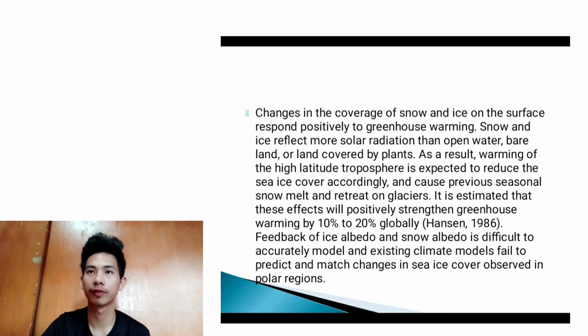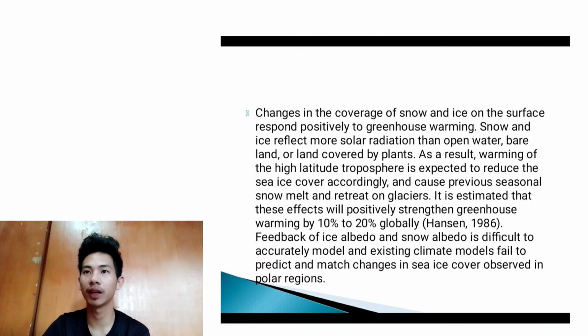Change in the coverage of snow and ice on the surface respond positively to greenhouse warming. Snow and ice reflect more solar radiation than open water, bare land, or land covered by plants. As a result, warming of the high latitude troposphere is expected to reduce the sea ice cover accordingly, and cause previous seasonal snow melt and retreat on glaciers. It is estimated that these effects will positively strengthen greenhouse warming by 10% to 20% globally.